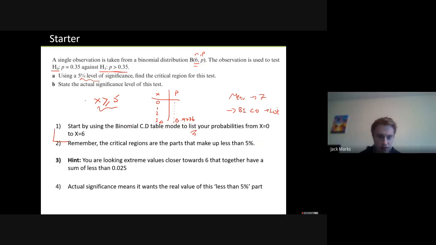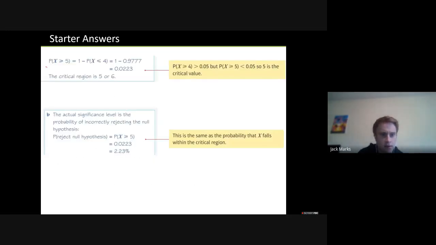Actual significance level. So what's the probability of 5 or greater? Well, it's 1 minus the probability of up to and including 4. So there we go. As you can see, that value there is definitely less than 5%. What's the actual significance level? Well, it's the probability itself. This is the actual significance level.